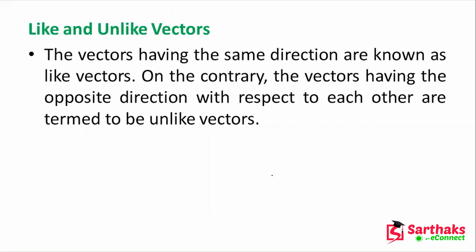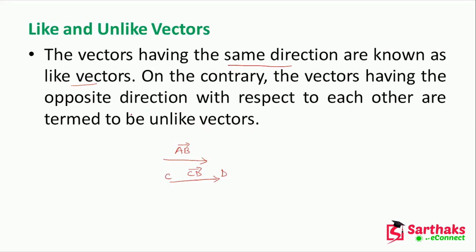Next, like and unlike vectors. The vectors having the same direction are known as like vectors. Suppose I have a vector AB here, and another vector CD. Both are in the same direction, that means along the x-axis, both horizontal. At that time, these are like vectors.